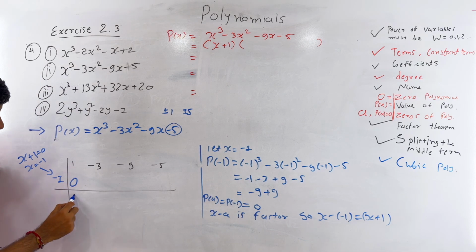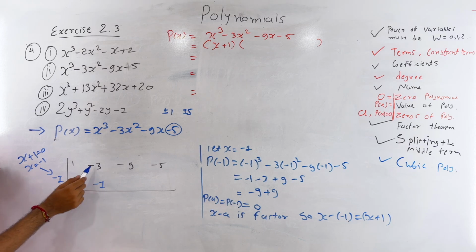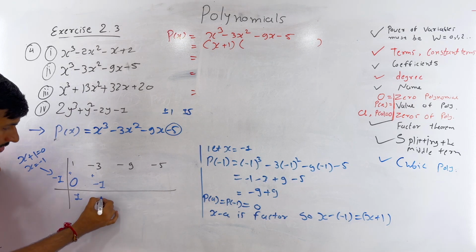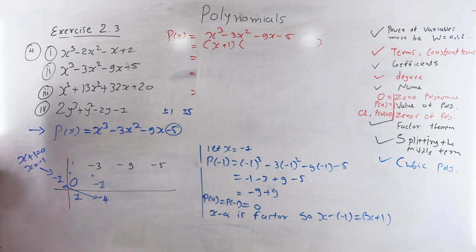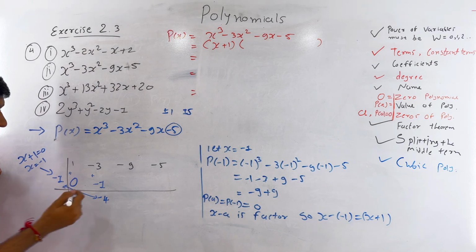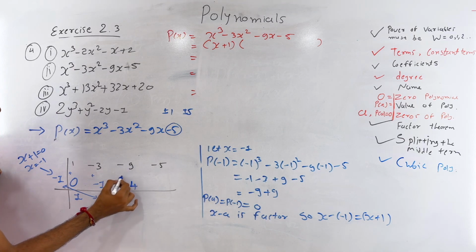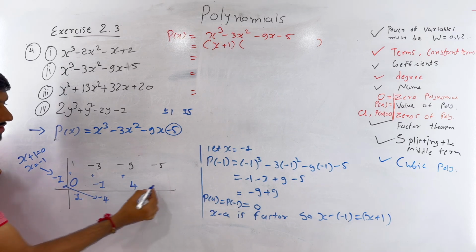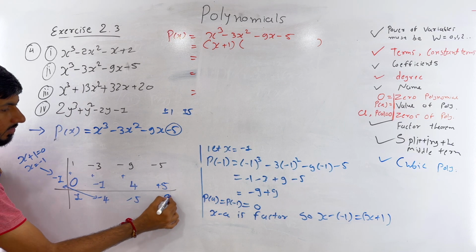So 1 plus 0, that will be 1. Now 1 multiply minus 1, that will be minus 1. Again, minus 3 plus minus 1, you have to do addition here, right? Minus 3 plus minus 1, what will be your answer? Minus 4. Now you have to multiply minus 4 and minus 1, what will be your answer? Our answer will be plus 4, right? So write plus 4 here. Now minus 9 plus 4 will be minus 5. Minus 5 multiplied by minus 1, this will be plus 5, right? So minus 5 plus 5 will be 0.